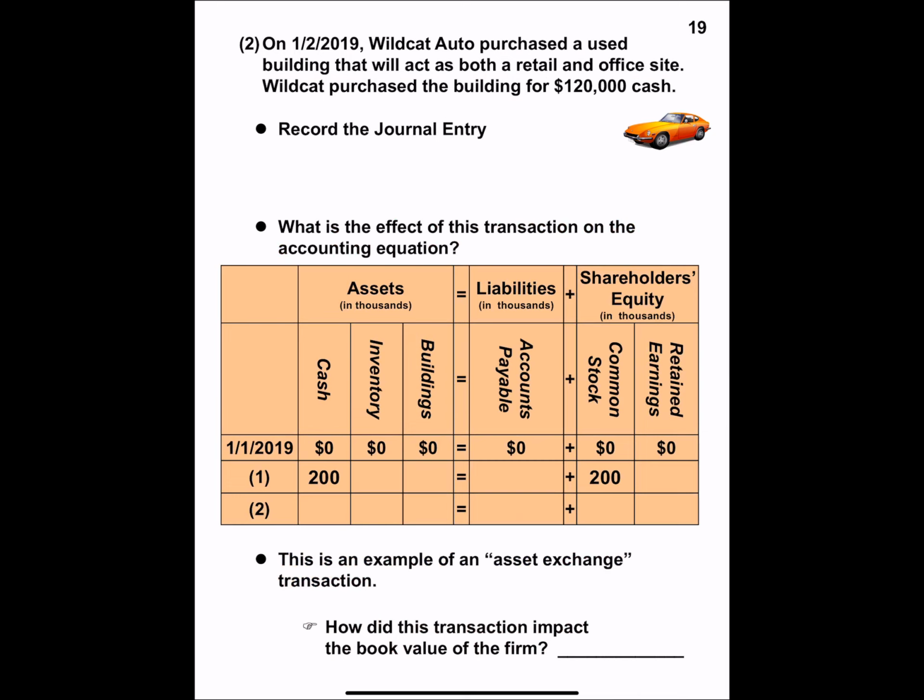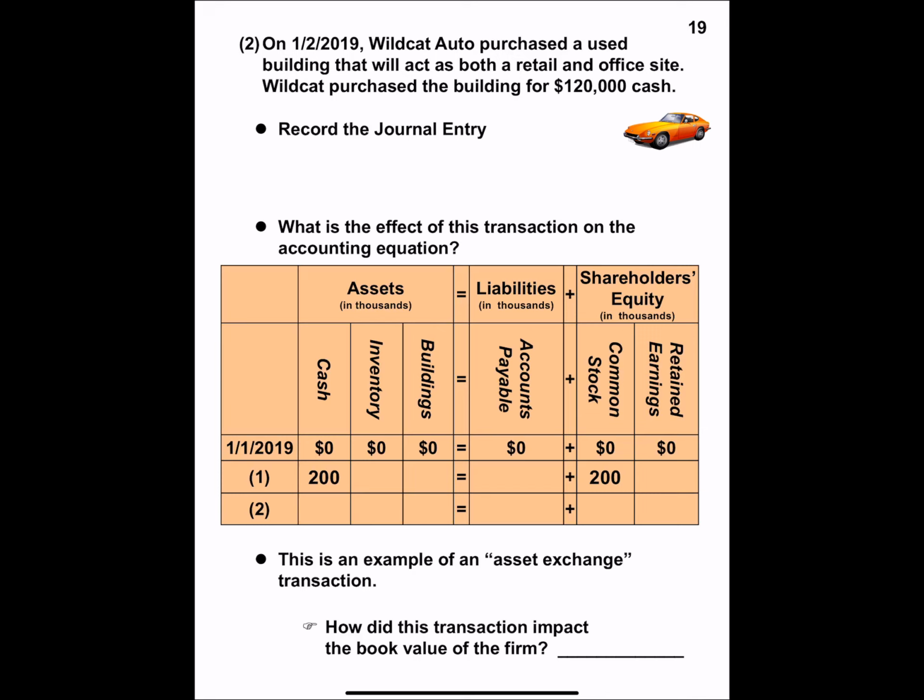All right. So the first thing that Wildcat Auto did was to buy a building. It's going to act as both a retail and office site. He purchased the building for $120,000 cash. So again, as I said before, when you're thinking about how to record this, if cash is involved, think about what's going on. Is cash going up or is cash going down? So we're buying this building for $120,000 cash. We're using up $120,000 cash. So cash is going down.